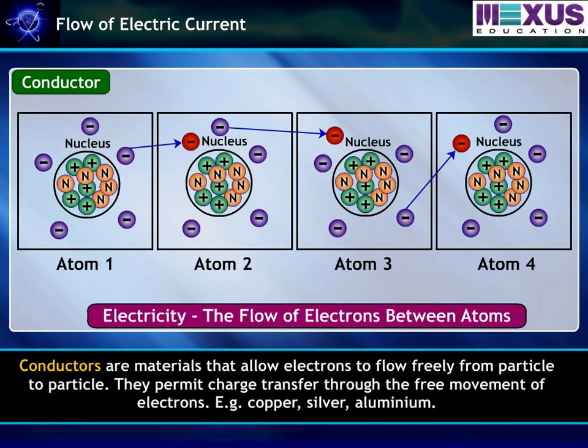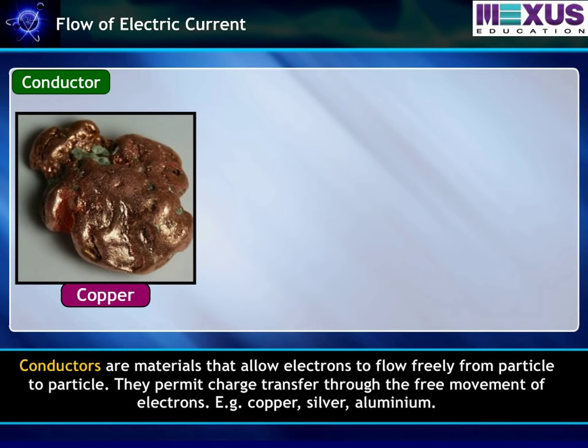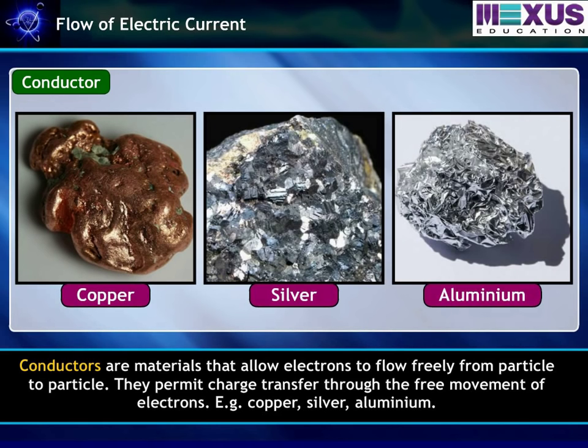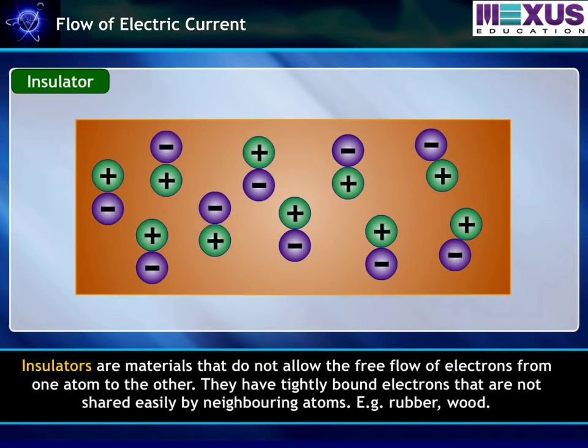Conductors are materials that allow electrons to flow freely from particle to particle. They permit charge transfer through the free movement of electrons. Example: copper, silver, aluminium. Insulators are materials that do not allow the free flow of electrons from one atom to the other. They have tightly bound electrons that are not shared easily by neighboring atoms.